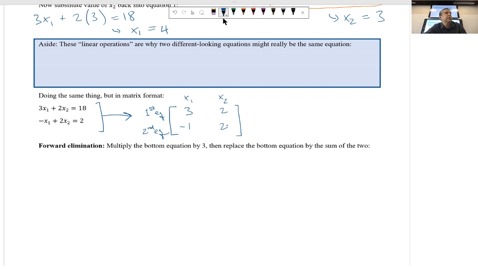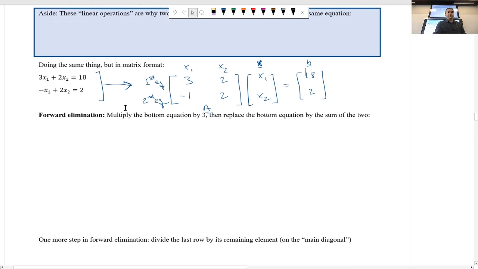Now that matrix times my unknowns, x1, x2, gives me my knowns, 18, 2. So I have my matrix A times my vector x equals my vector b. All right, so let's do that forward elimination process that I showed you just a couple paragraphs ago.